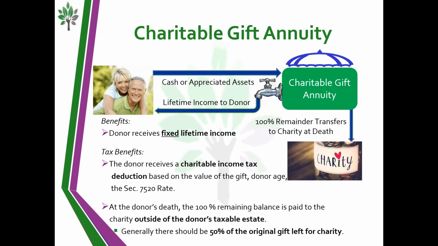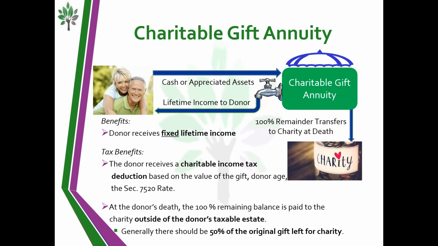Then at the donor's passing, 100% of the balance is paid to the charity outside of the donor's taxable estate. It's outside of the will, it's outside of the revocable trust. There's no question that it is going to land on the doorstep of the charity, unlike a charitable bequest in a person's will. A charitable bequest in a will can be changed right up until the moment of death. That is not true for a gift annuity.